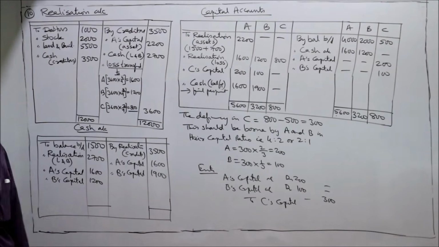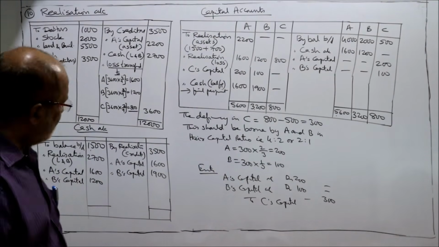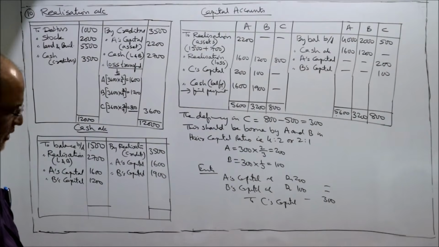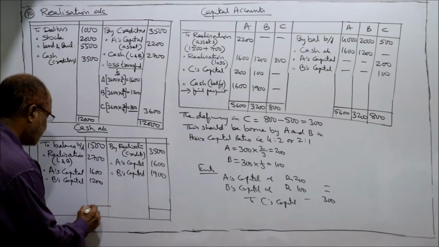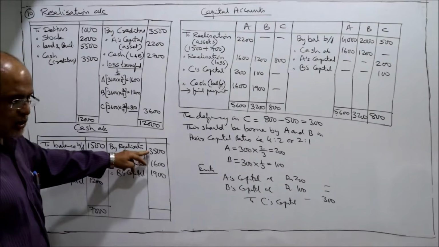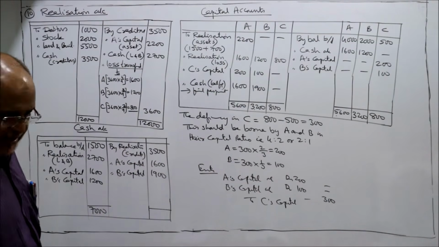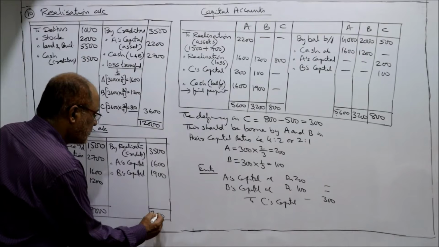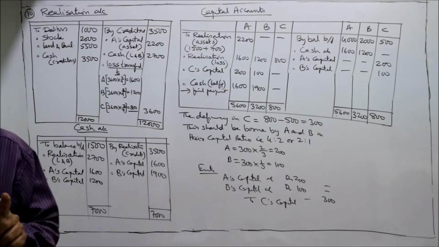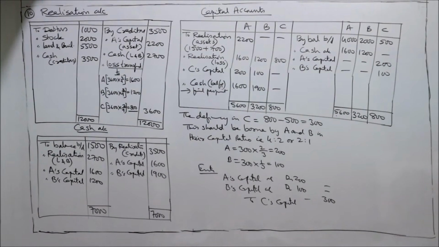Now automatically this cash account must get closed. The total on both the sides must be equal. That means 1500, 2700, 1600, 1200 means 7000. Here also 3500, 1600, 1900, 7000. If the cash account is tallied, that means we have correctly closed the books of accounts. If we make any mistake somewhere here and there, then definitely the total and cash balance will not be equal on both the sides. So here both the sides cash account balance is same, so our calculations are correct.